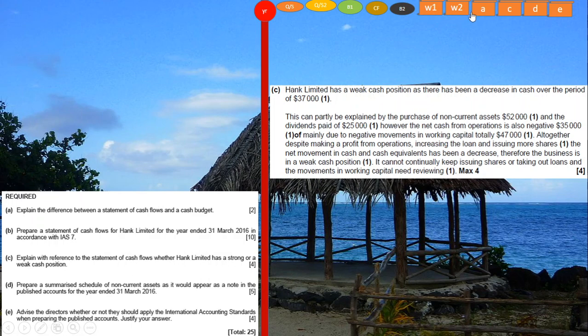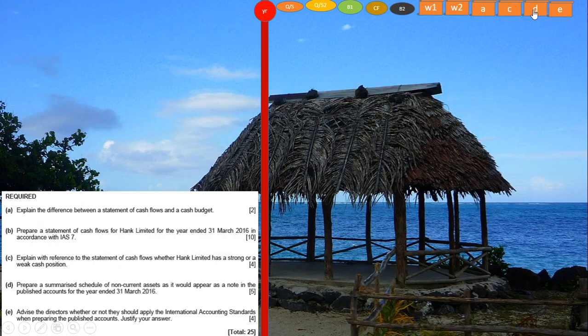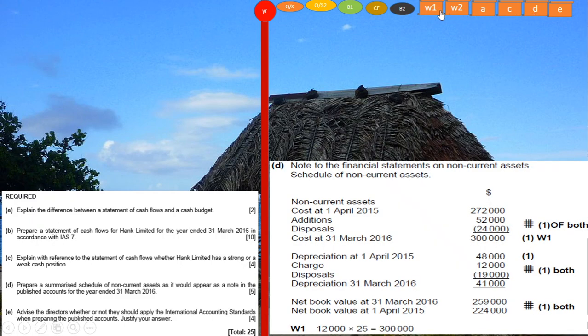Very simple. Okay, let's go to number D now. Prepare a summarized schedule of non-current assets as it would appear in the notes in the published accounts for the year ended 31 March 2016. So that would be like this. I explain with the work note 1.